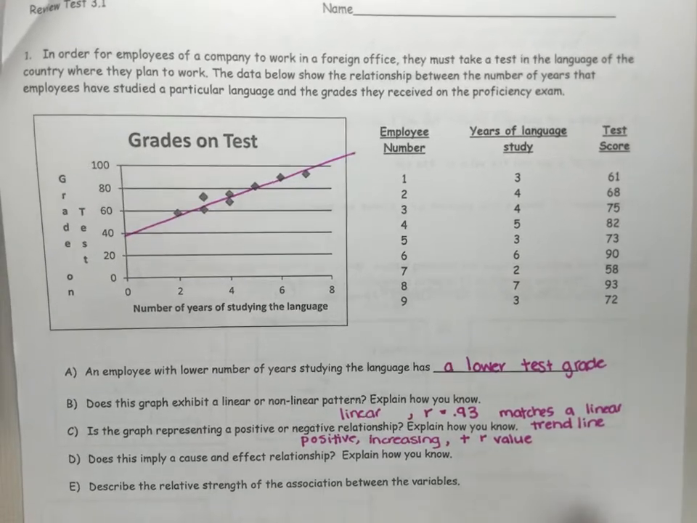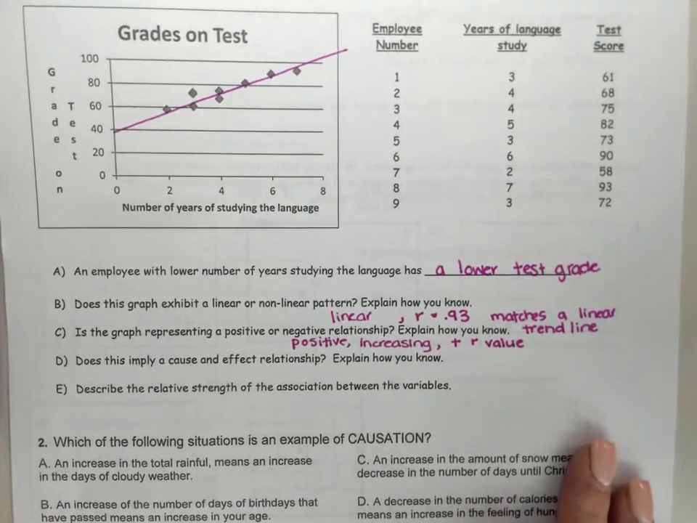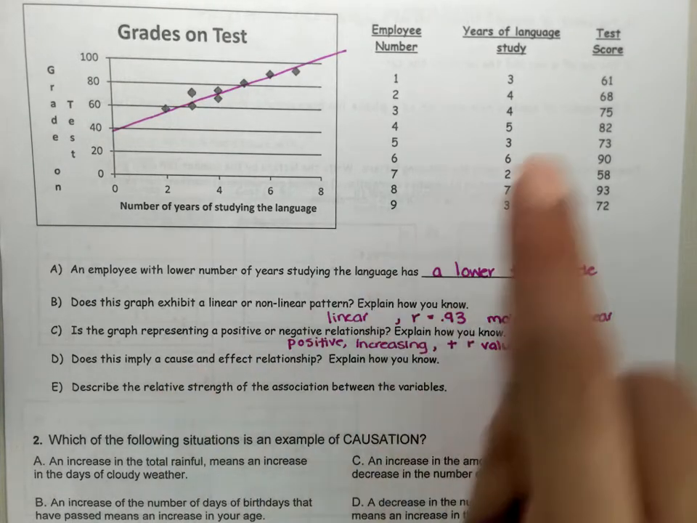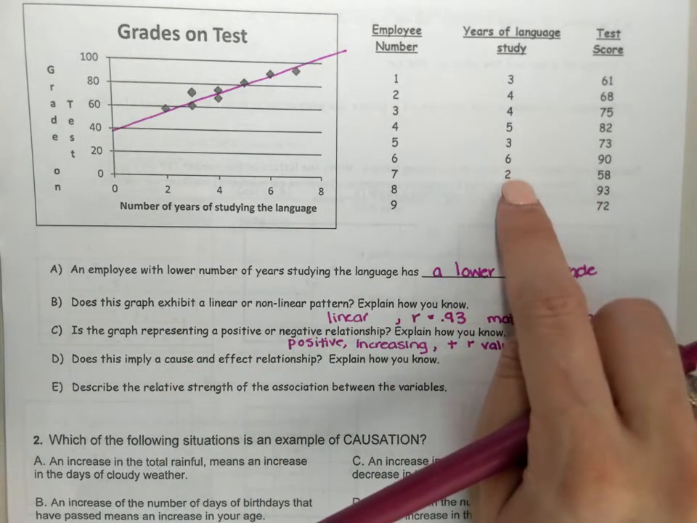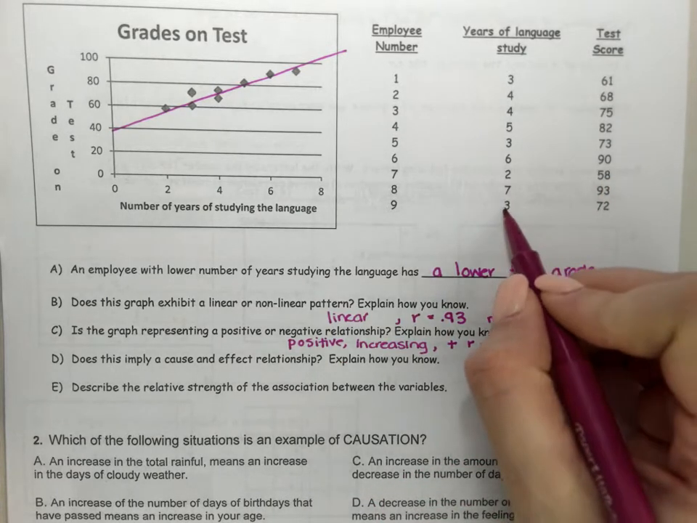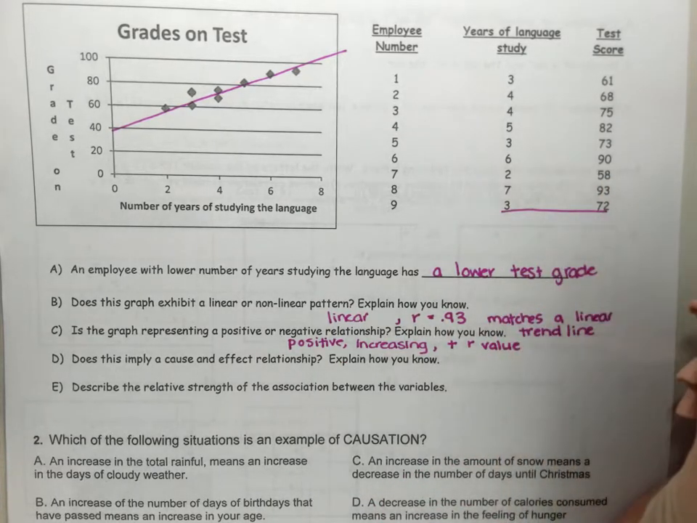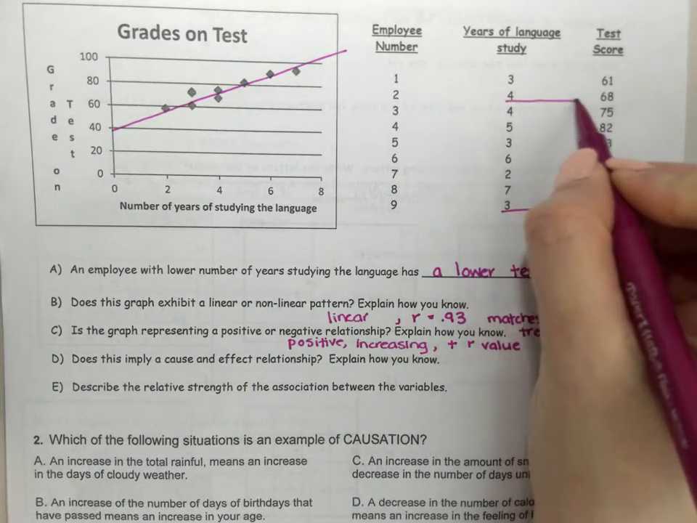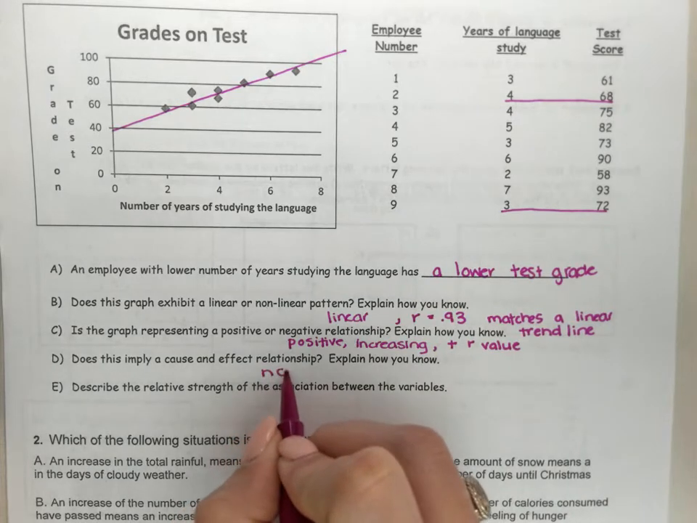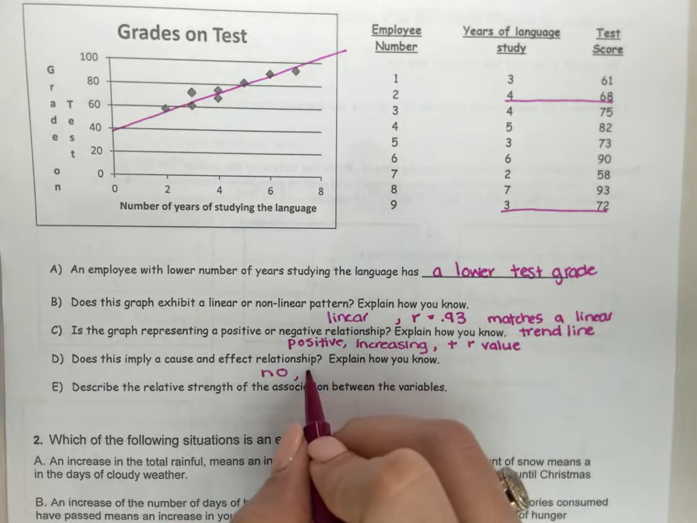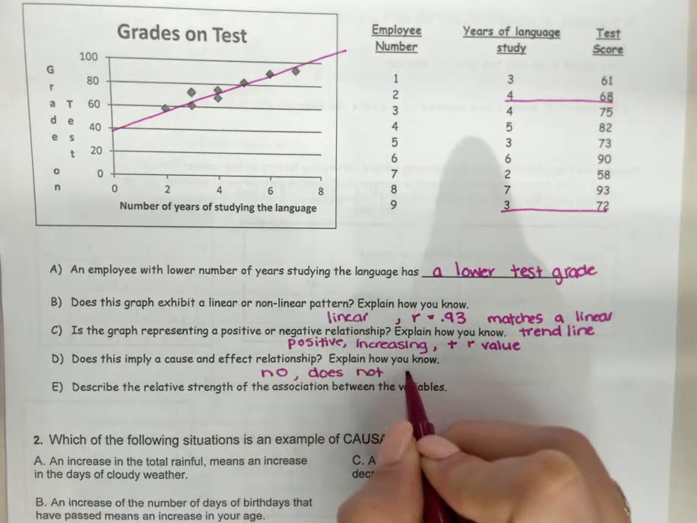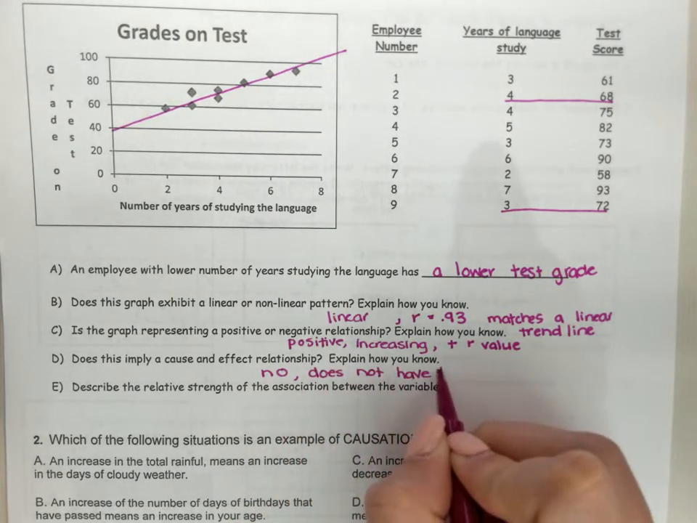Does this imply a cause and effect relationship? So for it to be a causation, it has to happen. So if you've been studying the language longer, do they have to have a higher test score? Well, here I can see somebody that studied for 3 years got a 72, but someone that studied 4 years got a 68. So no, there's a strong correlation, but not a causation. Does not have to happen.